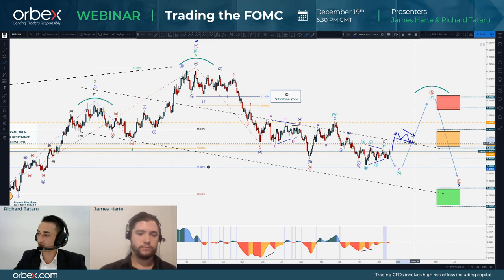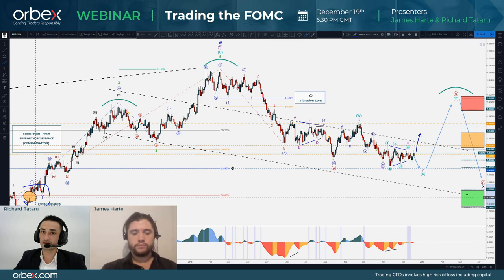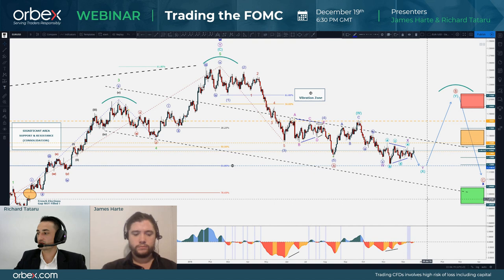Not to mention, I just wanted to highlight the fact that the French elections gap back in April 2017 hasn't been filled. So the cycle, the way I'm labeling things right here, actually points to more downside on the EURUSD. However, I don't believe that yet, okay, we'll need more details, basically.